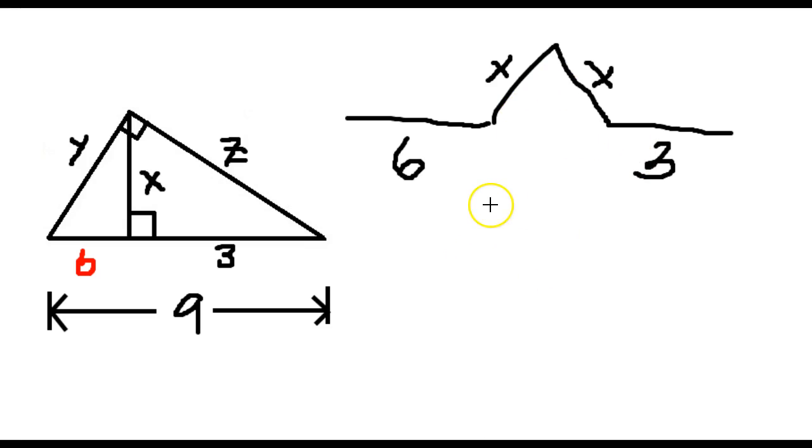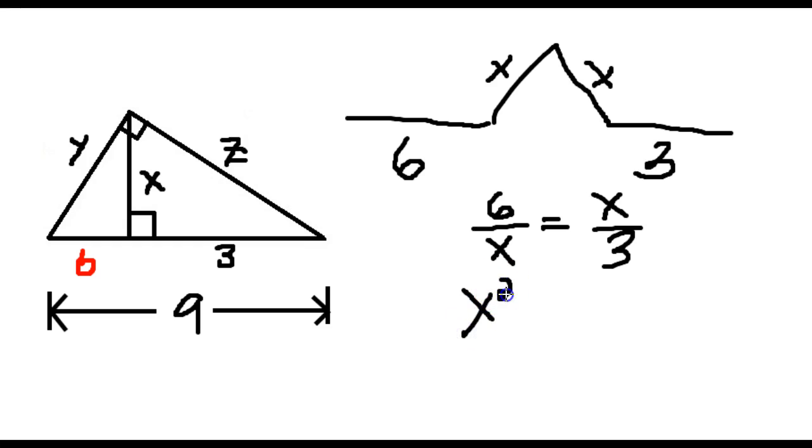altitude is x. So that allows us to write the proportion 6 over x is equal to x over 3. If we cross multiply, we get x squared is equal to 18, because 6 times 3 is 18.